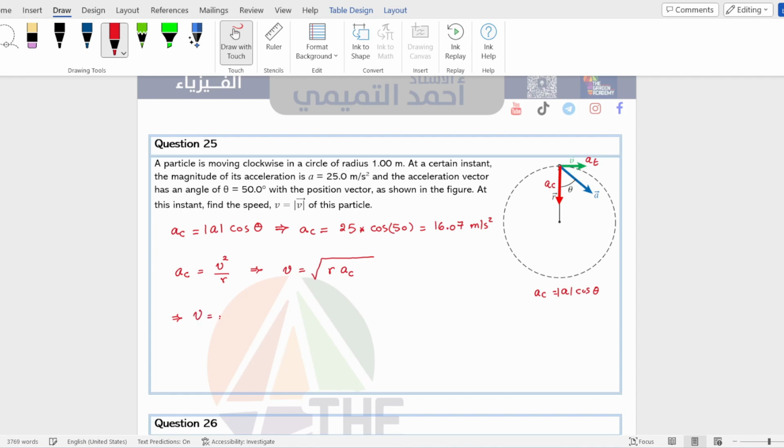V is equal to the square root of the radius of rotation, which is given as 1, multiplied by A sub C, which is found to be 16.07, and this will almost give us 4 meters per second, which is around 4.001. This is almost equivalent to 4 meters per second. And this is the end of this question.